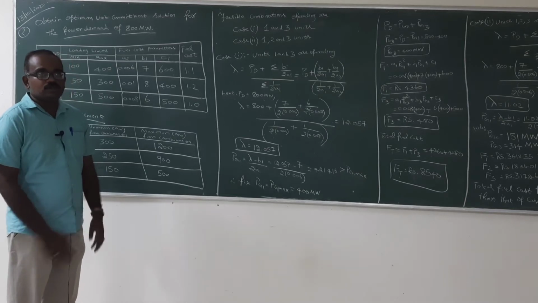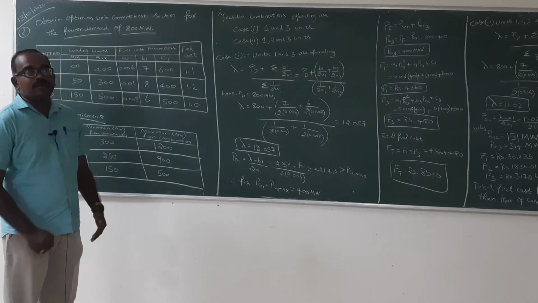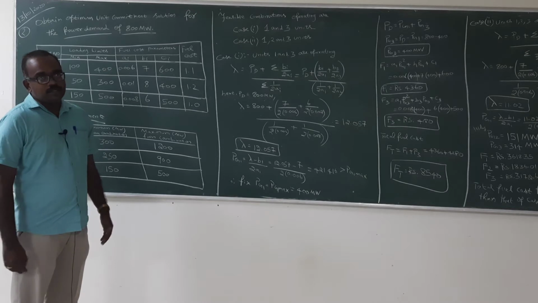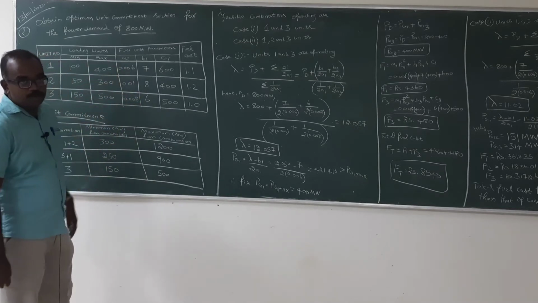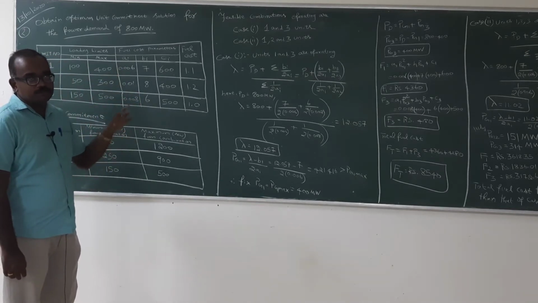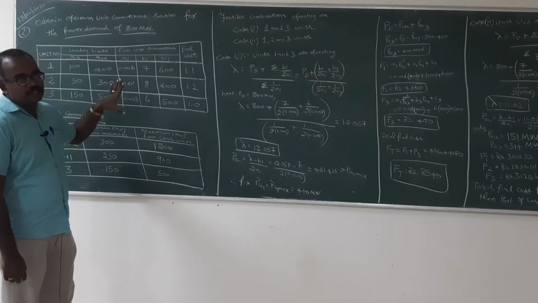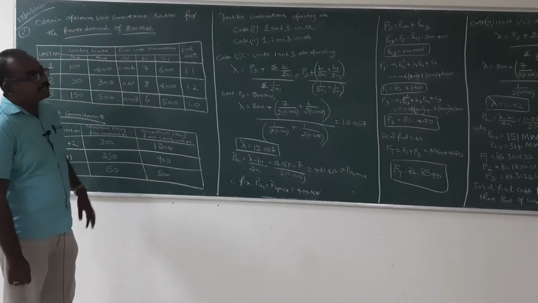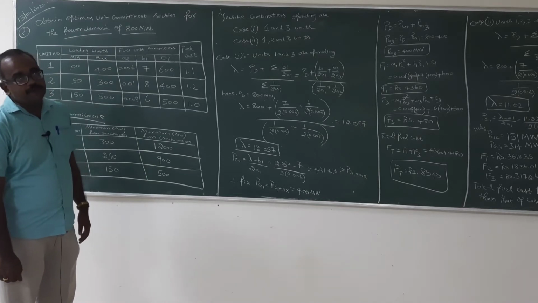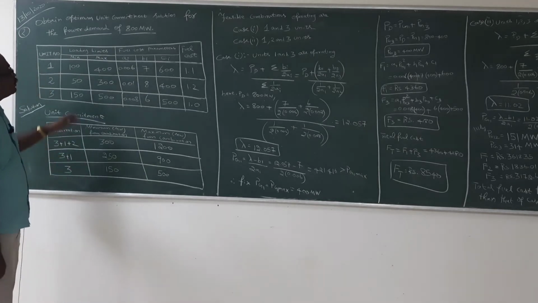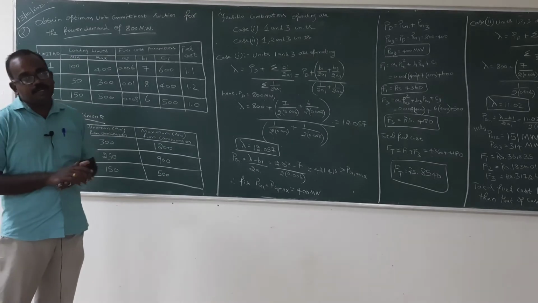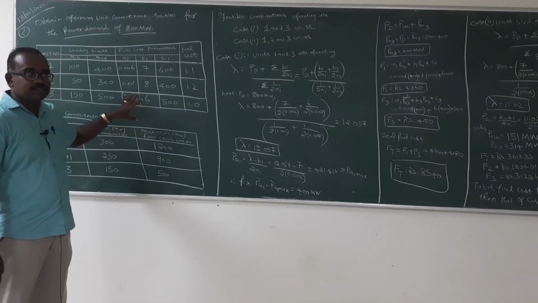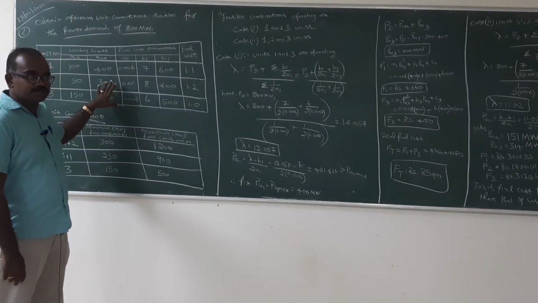Okay, good morning students. Today we are going to see about the unit commitment problem. The statement of the problem is the same as the previous problem, and I have taken the data. We are going to obtain the optimum unit commitment solution for the power demand of 800 megawatt.